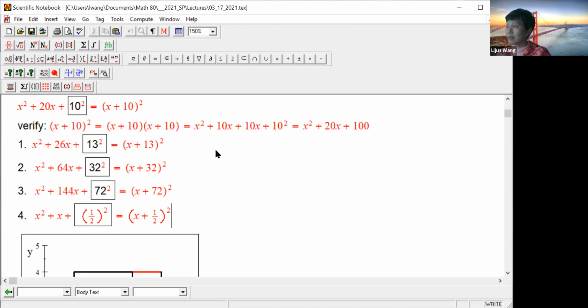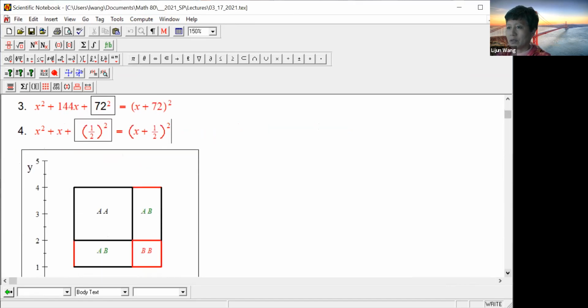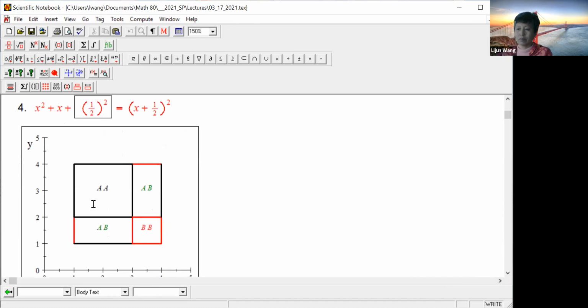So I just drew this little square for you. Let's see how we use it. For example, for number 4, how do we use this little square?